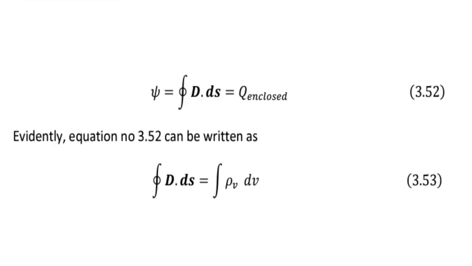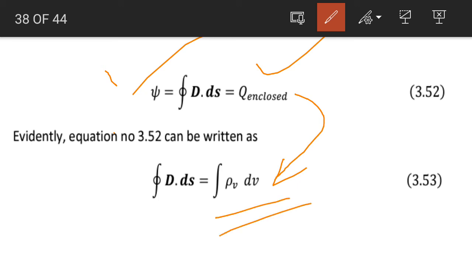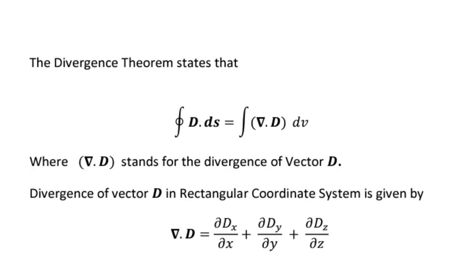So we apply Gauss law. Gauss law states that the electric flux passing through the Gaussian surface in the outward direction will be equal to the charge enclosed by the Gaussian surface, and the charge enclosed by the Gaussian surface is the total charge of the source, which is equal to the integration of rho v dV. So the closed surface integration of the electric flux density will be equal to the integration of rho v dV, and we apply divergence theorem over here.